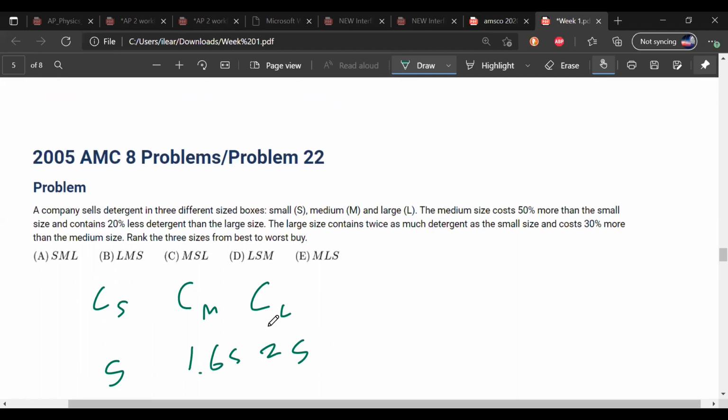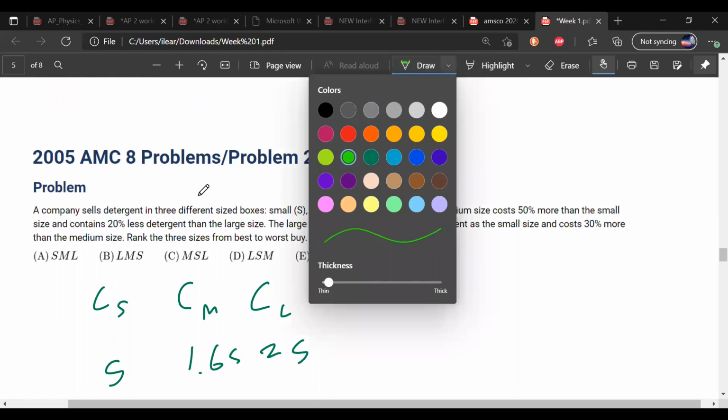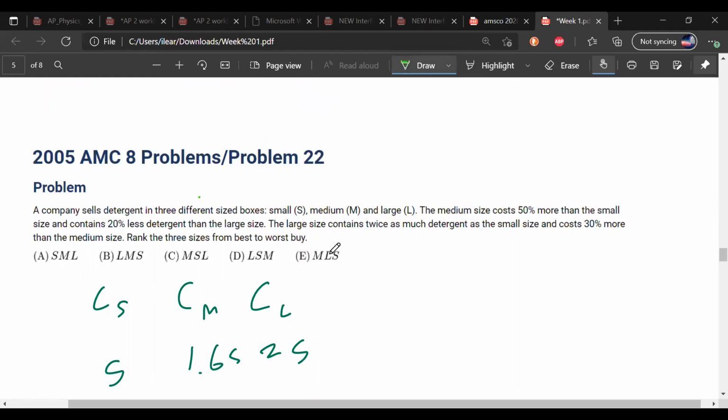So now let's look at the cost. So what is the cost of a small size? We have CS, right? So the medium size costs 50% more than the small size. Let's just call the cost of the small size C. So this would be equal to 1.5C. And now the large size contains twice as much detergent and costs 30% more than the medium size. So essentially this costs 1.5 times 1.3C.